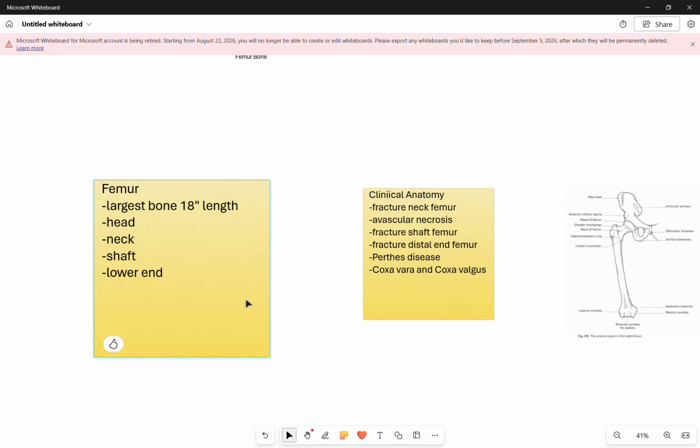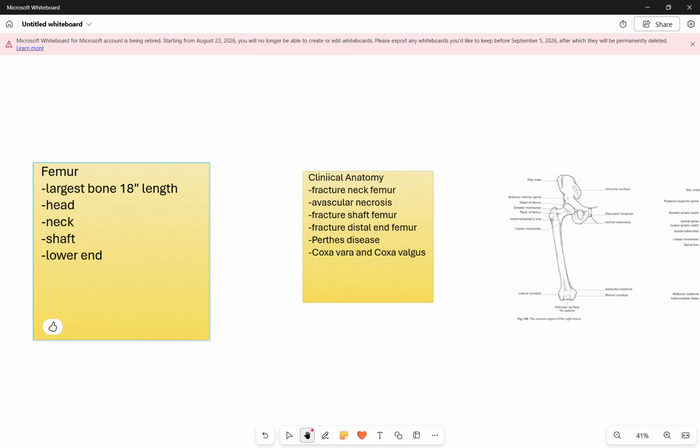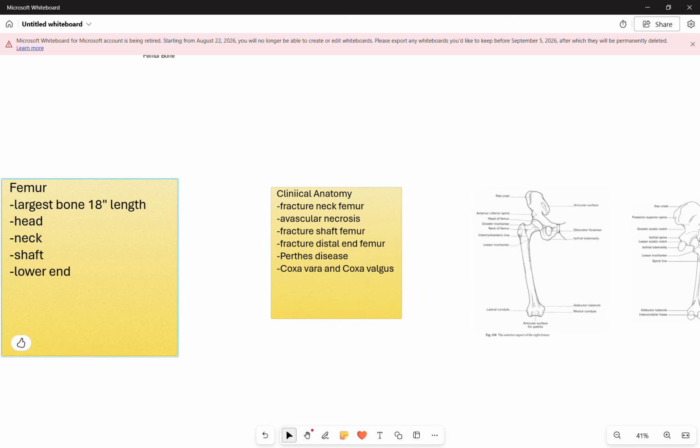And then we'll go on to some of the clinical anatomical features of the femur related to fractured neck femur, avascular necrosis, fractured shaft femur, fracture proximal and mid shaft, fracture distal end of femur, Perthes disease, and coxa vera and coxa valgus.